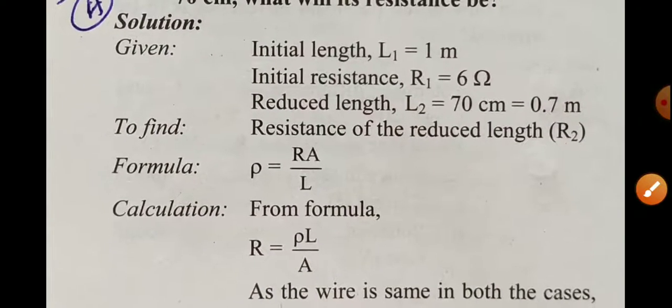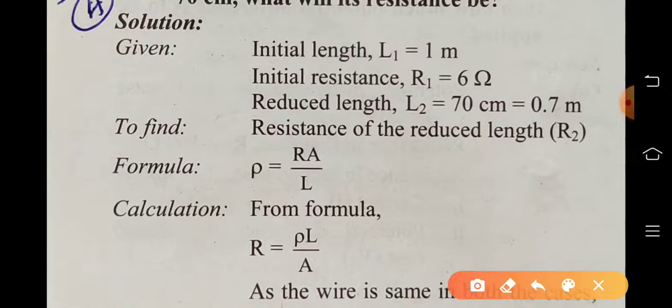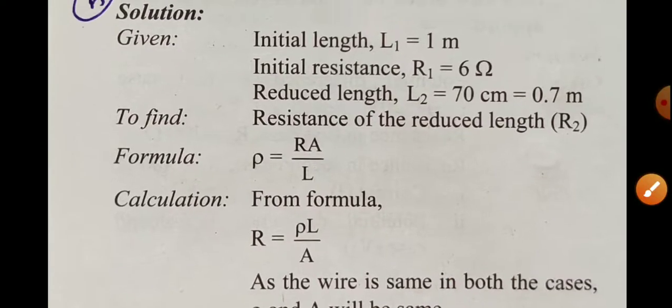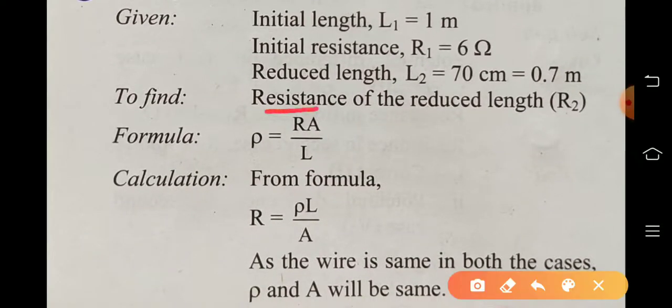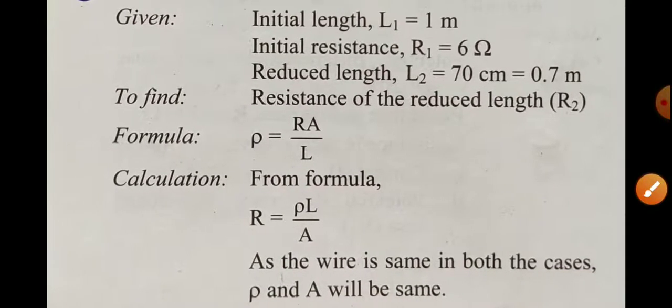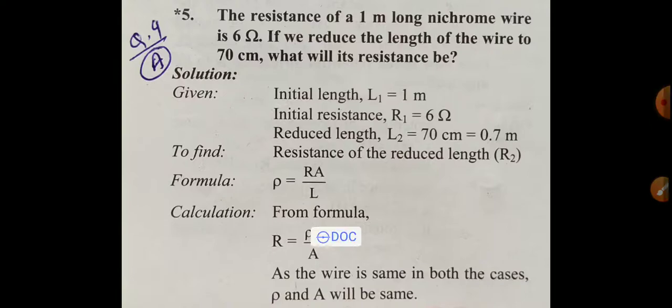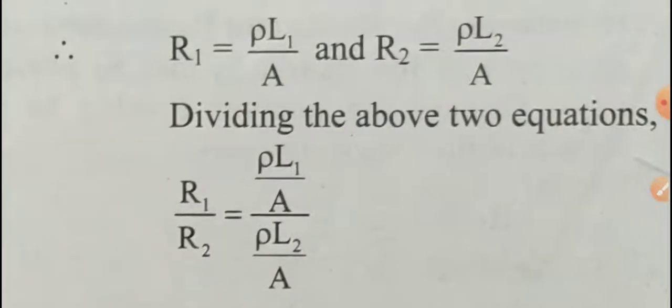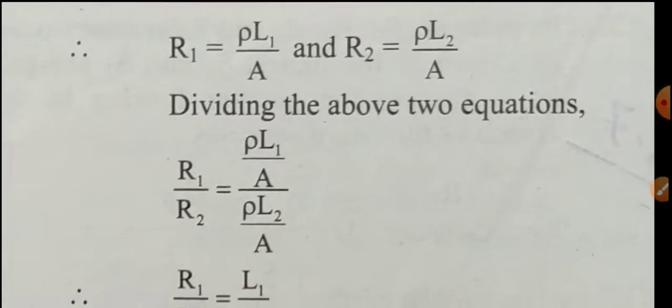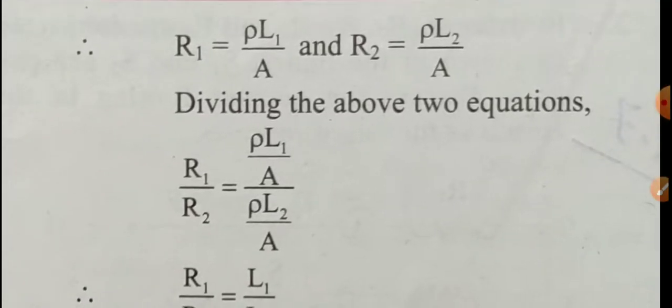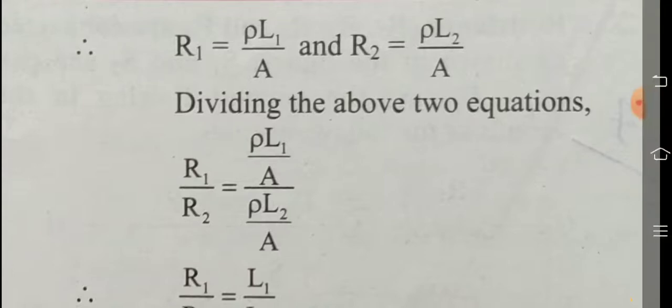So we are using the formula of resistivity. Rho is equal to RA upon L. Now from the formula, what we find out is resistance, so we interchange. Therefore resistance is equal to rho into L upon A. Next, as the wire is the same in both cases, rho and A, the area of cross section, will be the same. Only the lengths are different. Clear? Next one. So we are forming the two formulas. R1 is equal to rho into L1 upon A, and the same for R2.